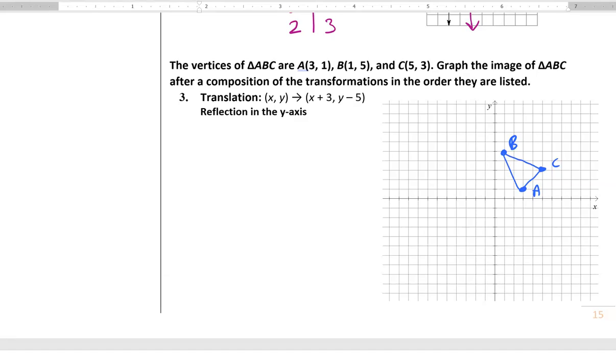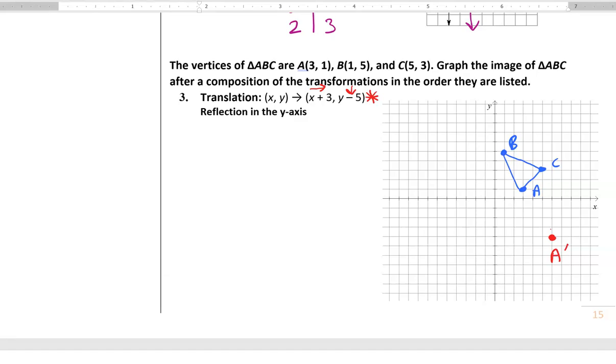Okay, since it's a translation, I like to count with my points. If you want to plug it into the ordered pair, that's fine. Okay, so I'm going to go x plus 3, y minus 5. I'm going to go to the right 3 and down 5. So for A, 1, 2, 3, down 1, 2, 3, 4, 5.